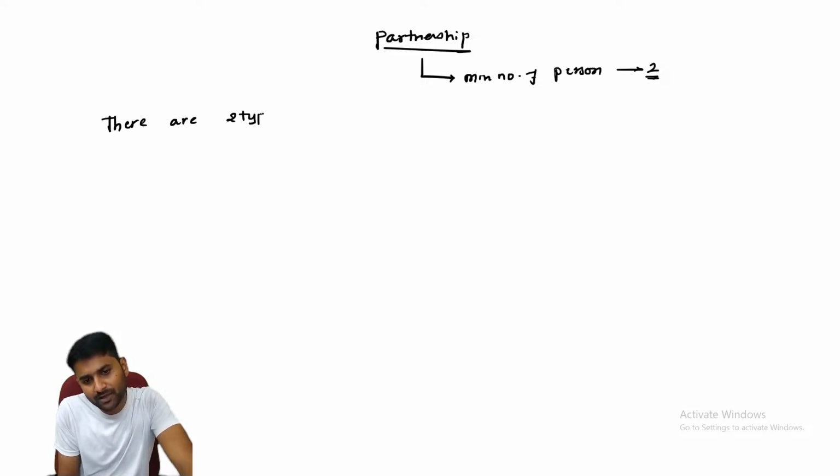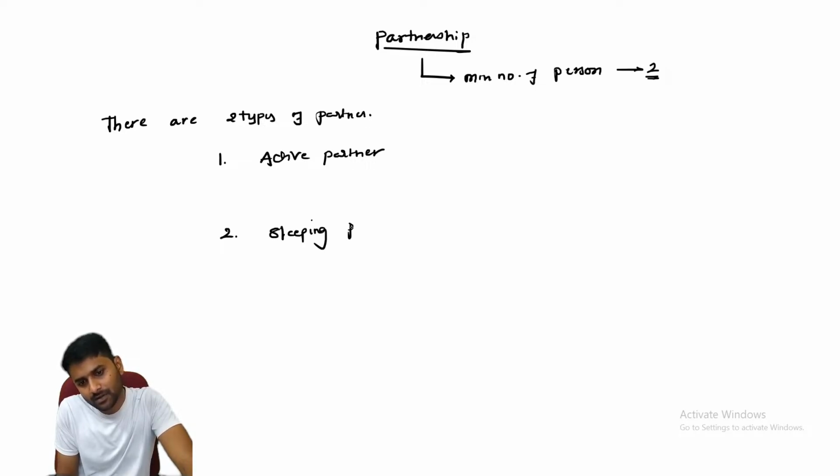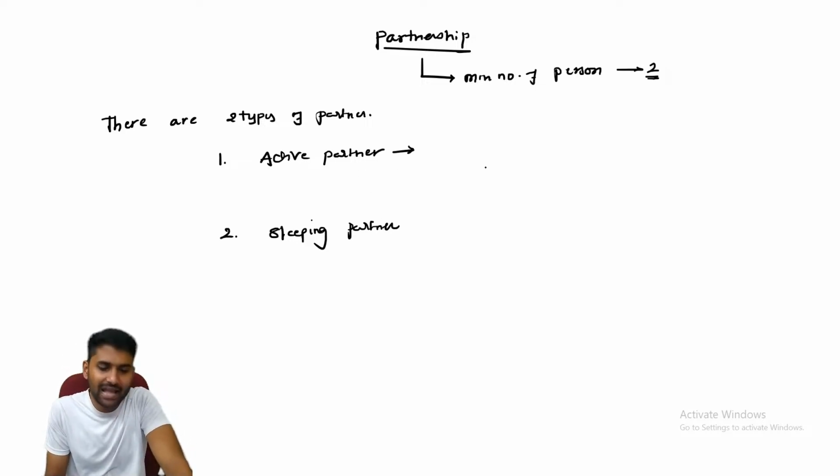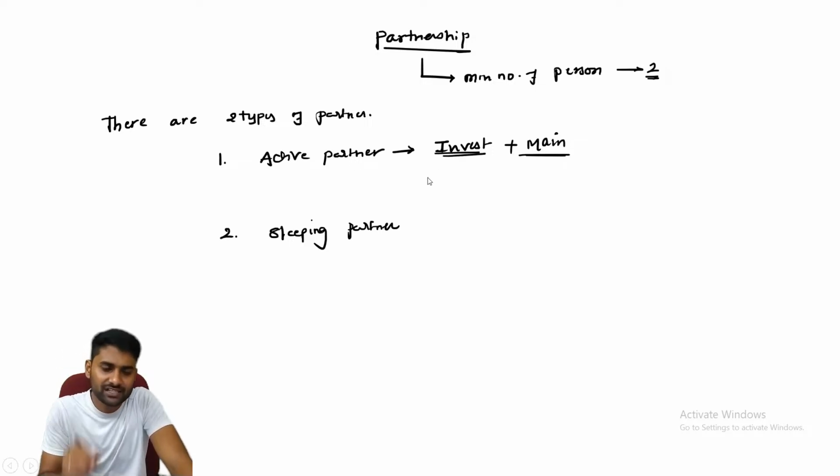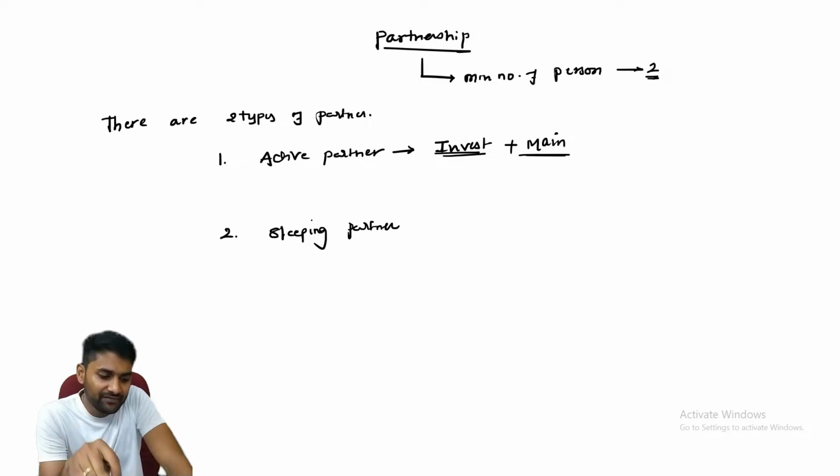Types of partners. One is the active partner. The second one is the sleeping partner. Now, what is the role of an active partner, guys? The major role of any active partner is that he or she invests in the business. Along with investment, he or she maintains that business. That's the role of an active partner: investment and the maintenance of that business.